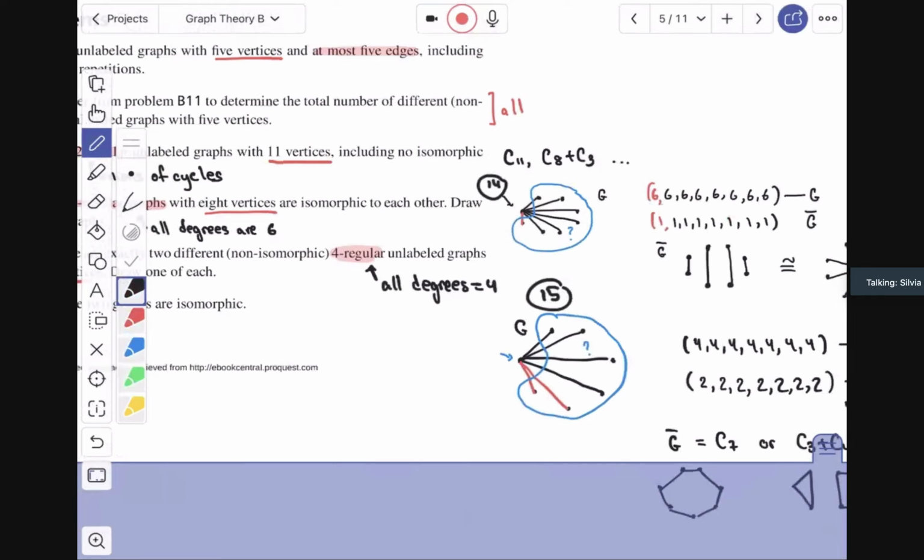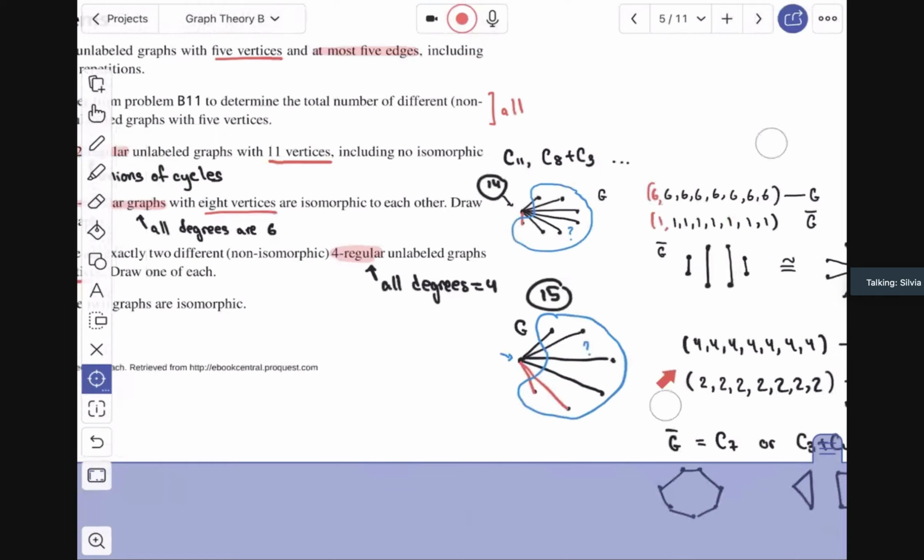So here we found that all the degrees are 1, and therefore this is unique. So the complement of any of those graphs has to be this one. Therefore, any of those graphs have isomorphic complements, and therefore all the graphs are isomorphic, which was the original question: show that all the graphs with degree 6, 8 vertices are isomorphic. They are isomorphic because all of them have isomorphic complements.